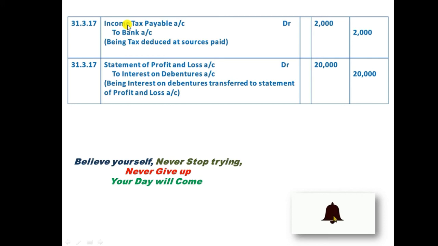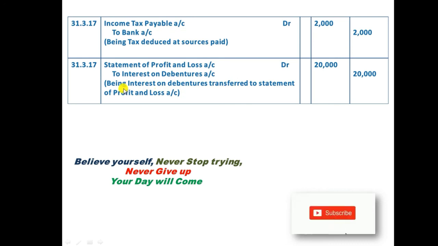And the fourth entry, we need to transfer the entire interest to the statement of profit and loss account. We need to debit the entire 20,000 interest into the statement of profit and loss account. So 31/3/2017, statement of profit and loss account debit 20,000 to interest on debenture 20,000, being interest on debenture transferred to statement of profit and loss account.